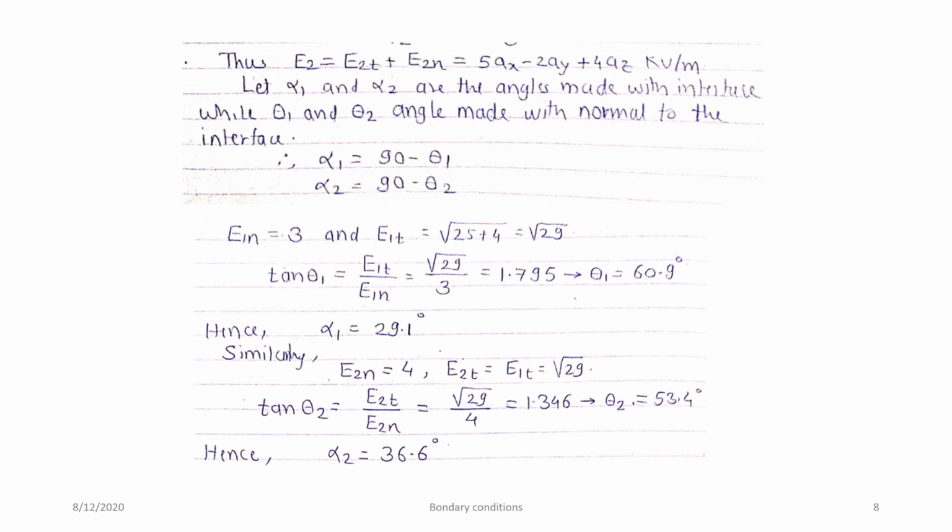Alpha 1 and alpha 2 are the angles made with the interface, while theta 1 and theta 2 are the angles made with the normal to the interface. Therefore alpha 1 is equal to 90 minus theta 1, and alpha 2 is equal to 90 minus theta 2. E1n is equal to 3, and E1t is equal to square root of 29. Hence we calculated tan theta 1, that is 60.9 degrees, so alpha 1 is equal to 29.1, that is 90 minus 60.9. Similarly E2n is calculated, and hence you will get alpha 2 is equal to 36.6 degrees.